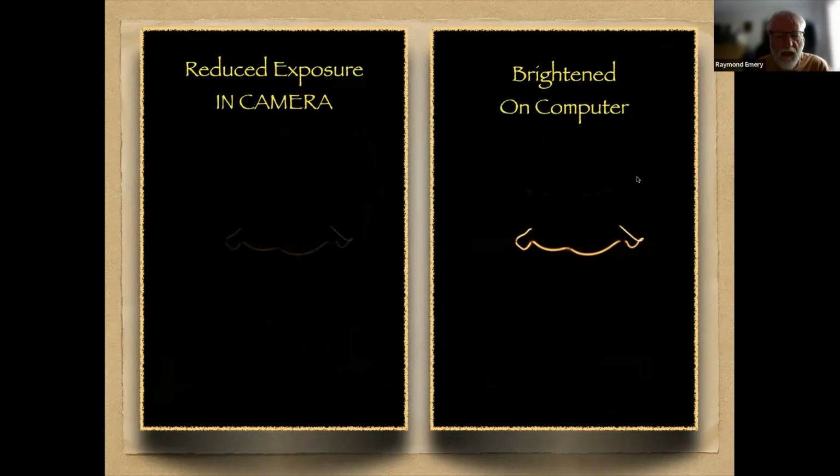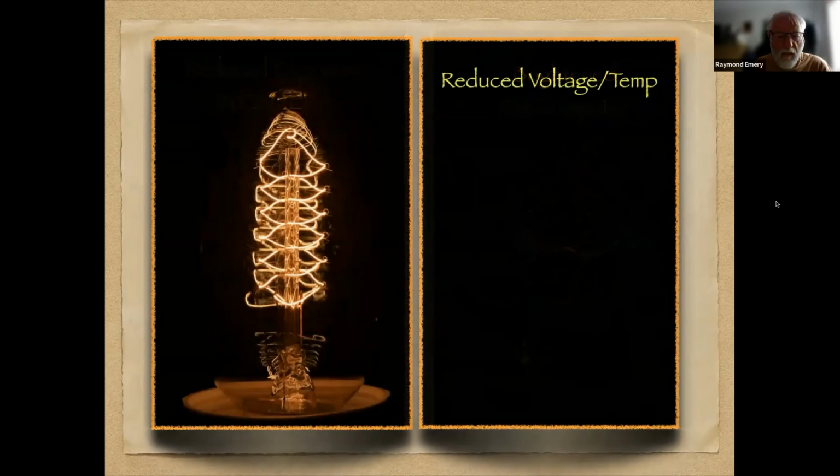Now, if I take that filament and reduce it down in the camera in terms of exposure, but then artificially brighten it again on the computer, you can see that we're back up to that yellow colour. Now, this is the temperature of the filaments. Now, if I reduce the voltage through that filament, we get a decidedly, I hope you can see it, reddish filament glow here.